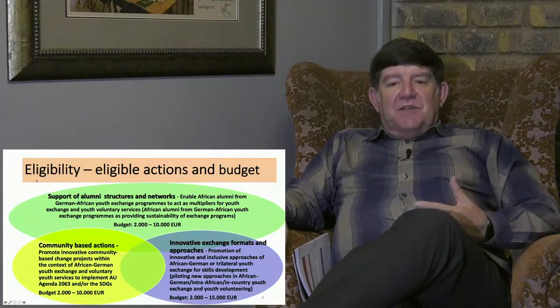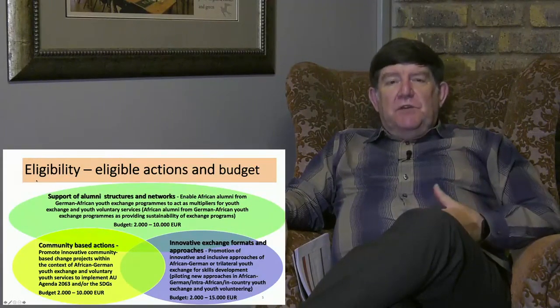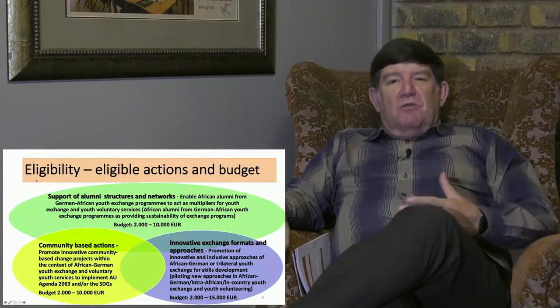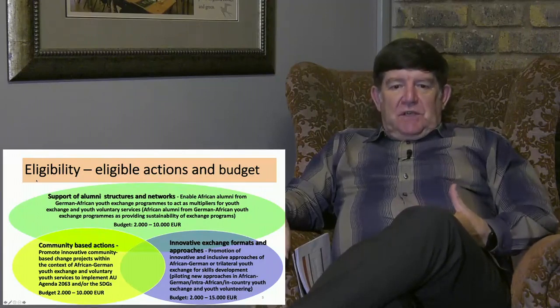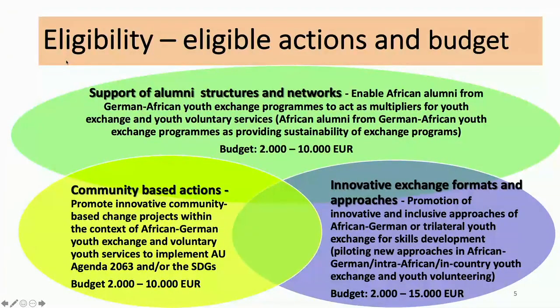Eligibility and eligible actions on the budget. You need to pick one of 3 types of projects. There are 3 funding windows explained in the documentation and material. Support of alumni structures and networks.